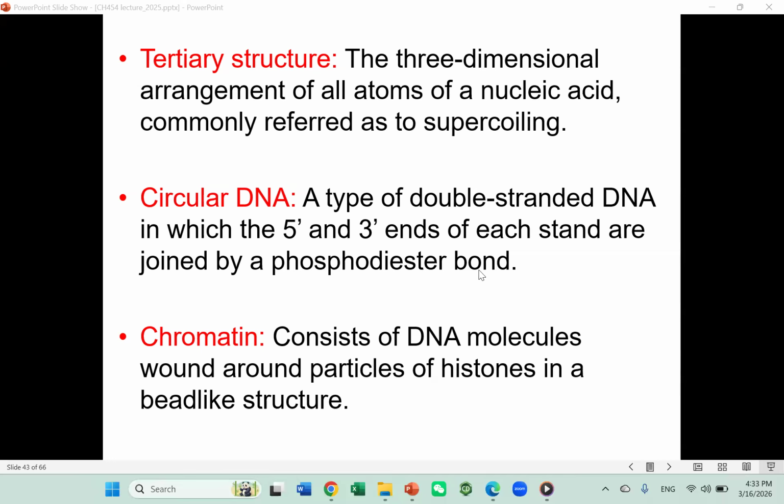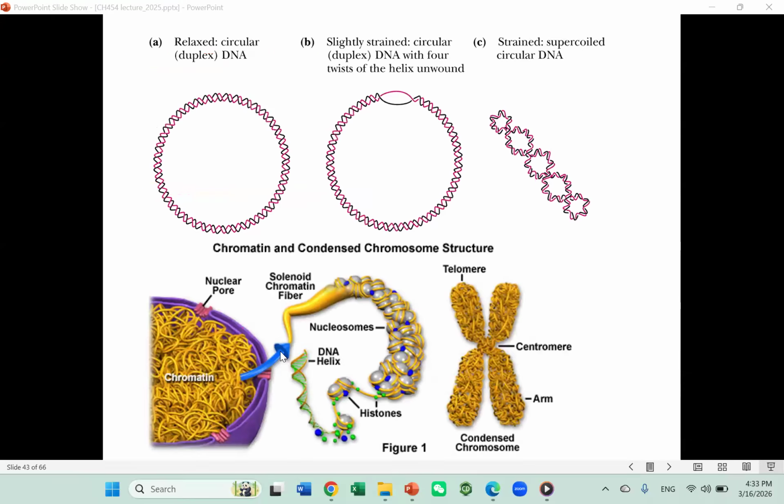That actually forms chromatin. Chromatin is the DNA duplex circulating around a protein called histone, in a bead-like structure, and then further packed down. That's generally chromatin.